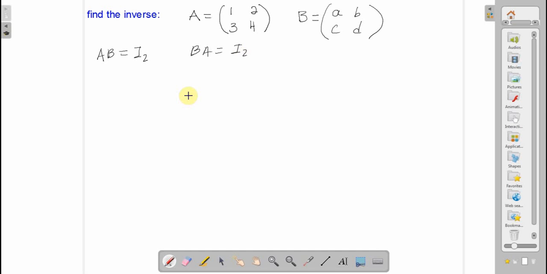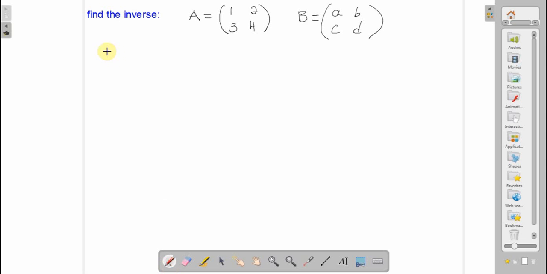So we're going to multiply A times B, and then B times A. Then we're going to form systems of equations using I2 on the right-hand side. This is better explained by rolling up our sleeves and getting to work.